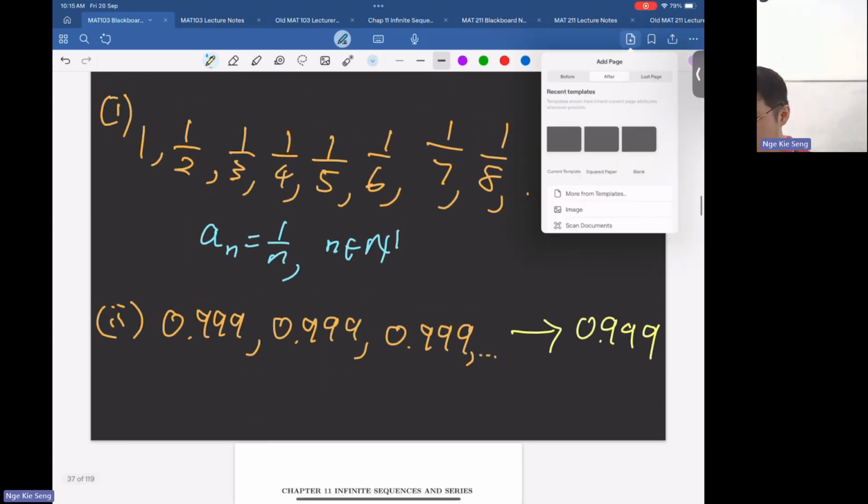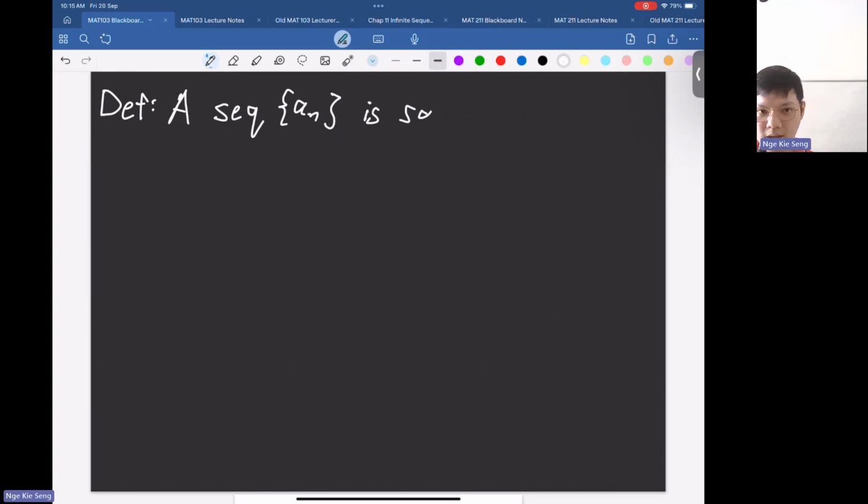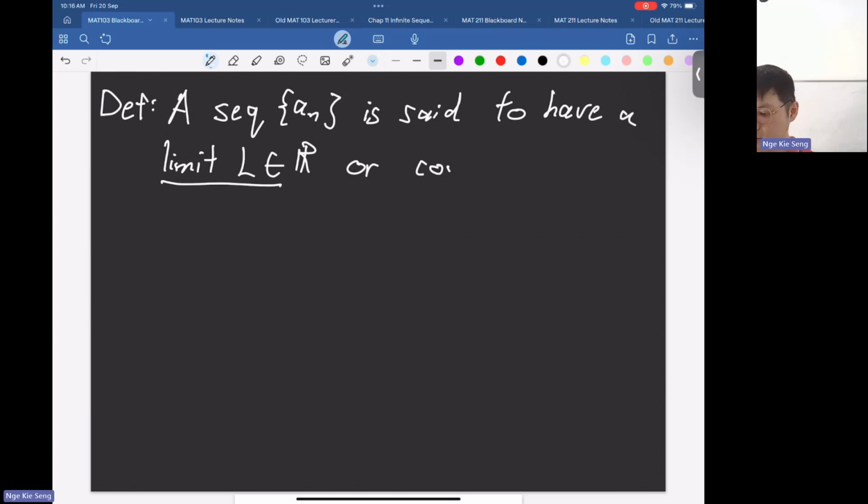So this motivates the definition of limit. So let's do the definition of limit. A sequence a_n is said to have a limit L in R, or converge to L.